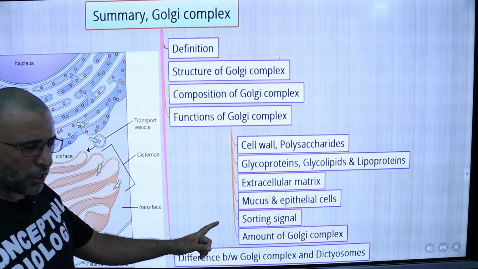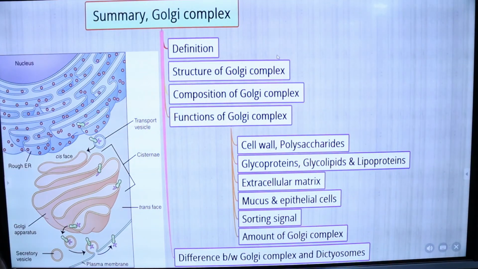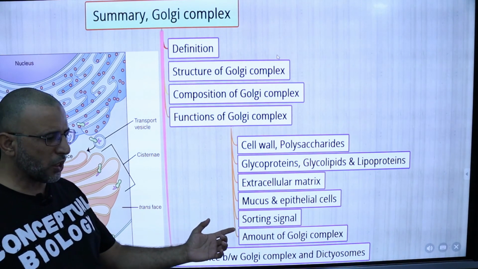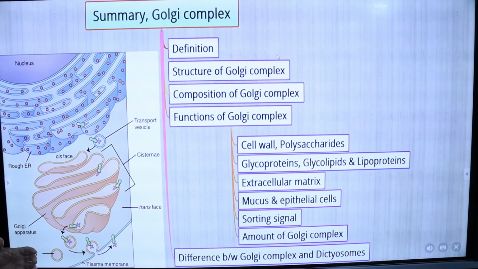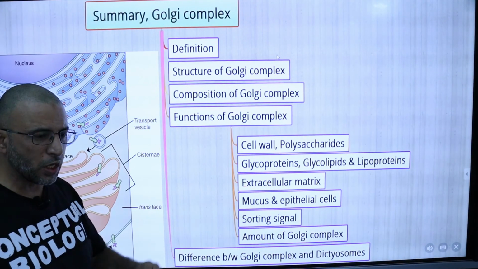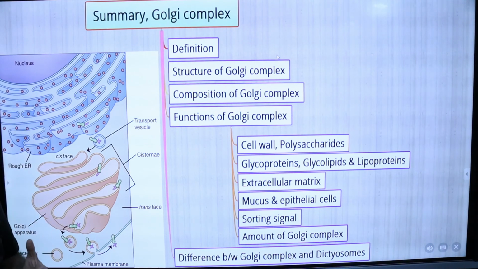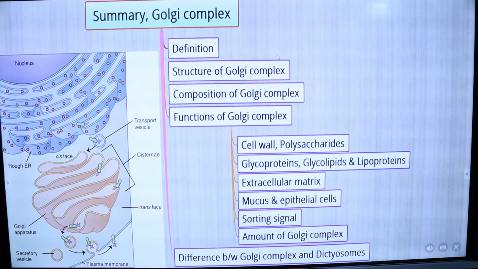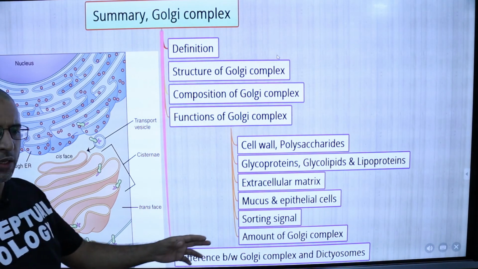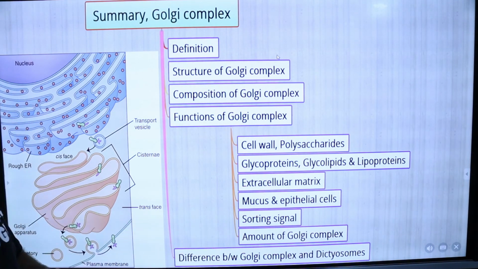What is sorting signal? The carbohydrate component may be a sorting signal, a cellular zip code that tags the protein, routing it to a specific organelle. Amount of Golgi complex: cells that are engaged in a great deal of secretory activity have an abundance of Golgi complex, like salivary glands and white blood cells.